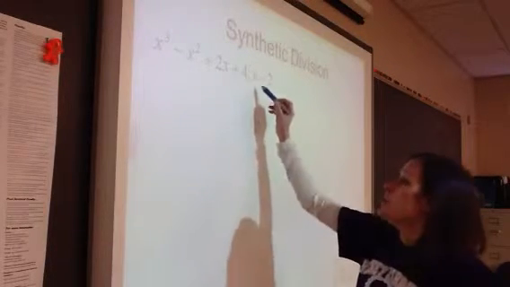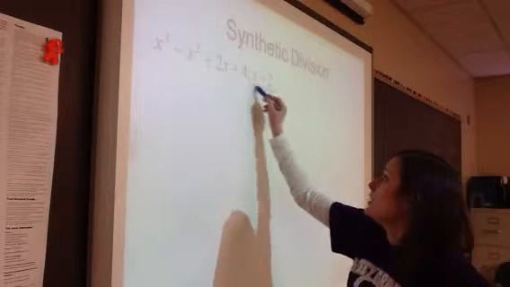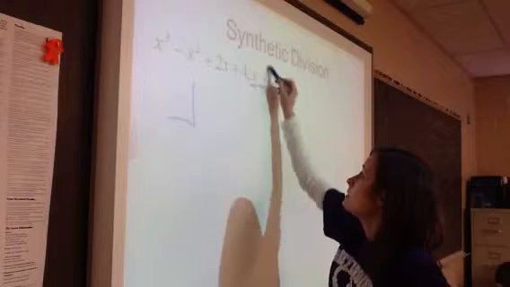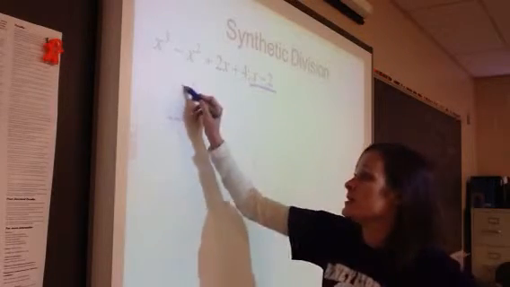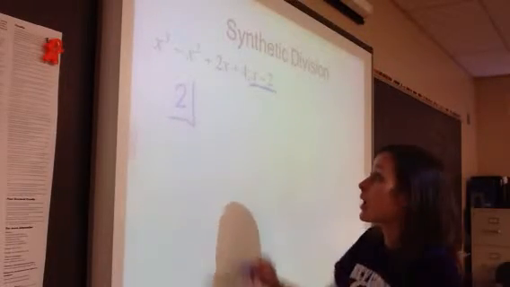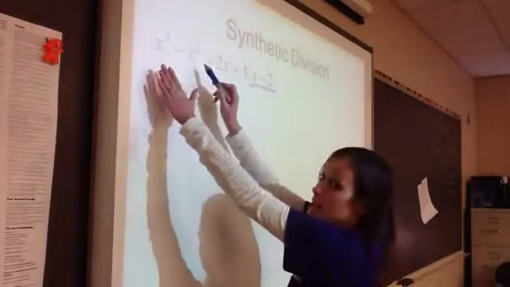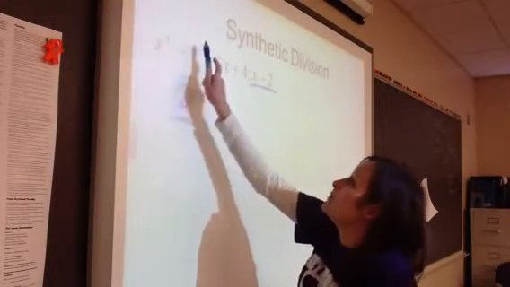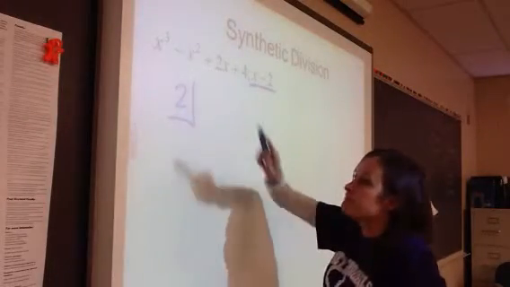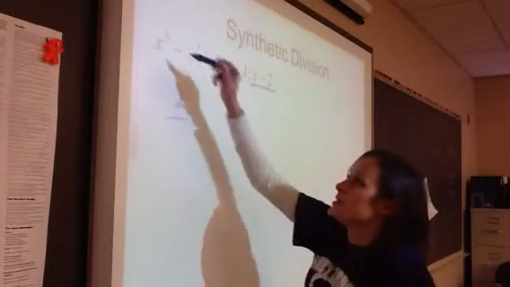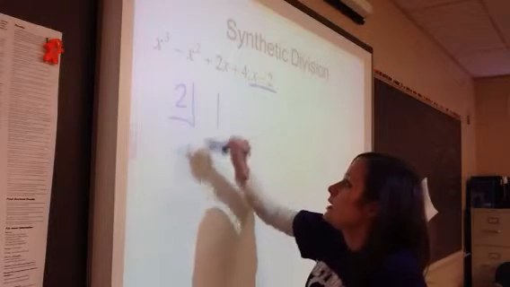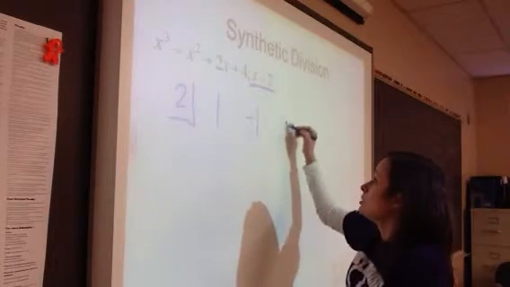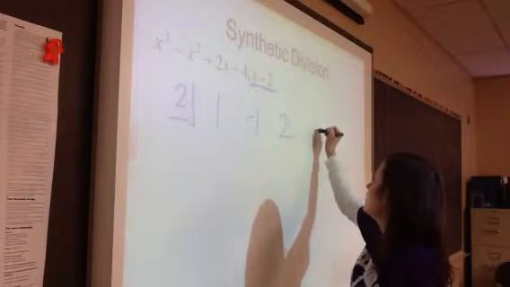All right, so with synthetic division, you look at this. You do the opposite of this value here. So the opposite of a negative 2 is a positive 2. What you do with these is kind of screwy, just go with me. Make sure your exponents are in descending order. You put your coefficients. So here our coefficient is 1. Here our coefficient is negative 1. Here our coefficient is 2. And there our coefficient is 4.